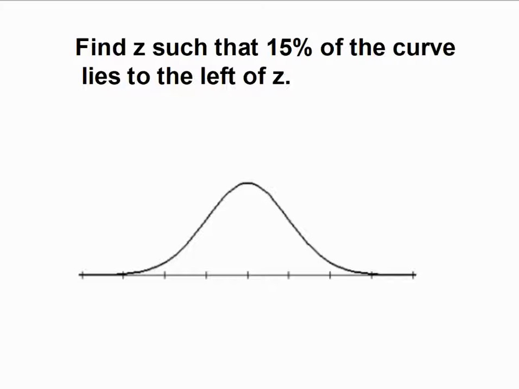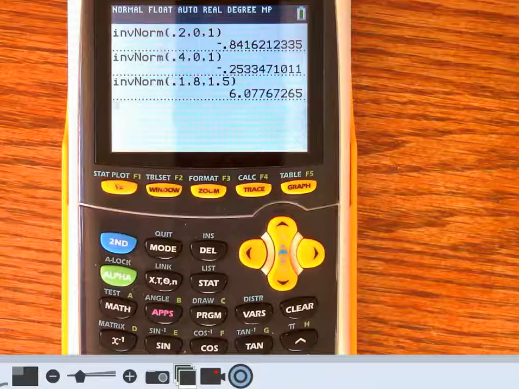So again, right here in the middle is going to be 0. So 15% isn't that much of the curve. So we're looking at maybe this section over here, and we want to figure out where this is. So what we can do is use our calculator. So again, 15%.